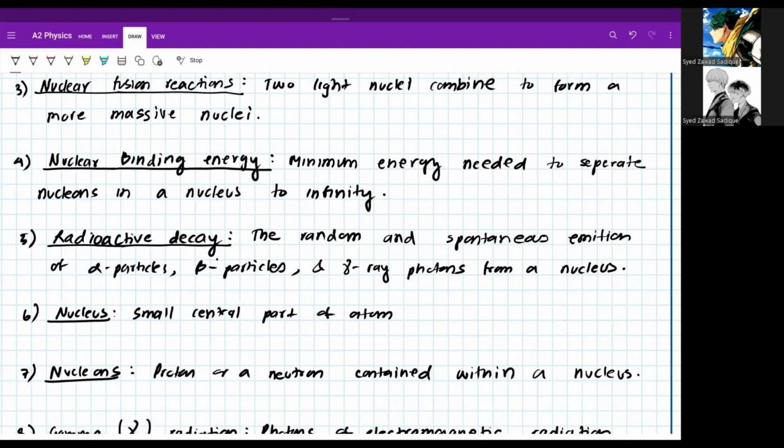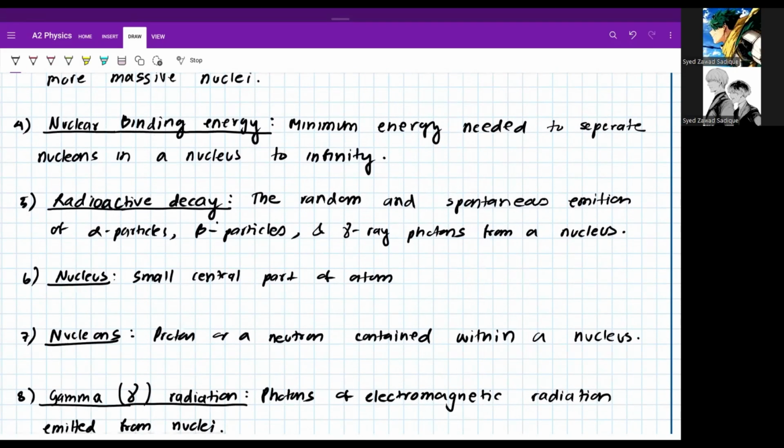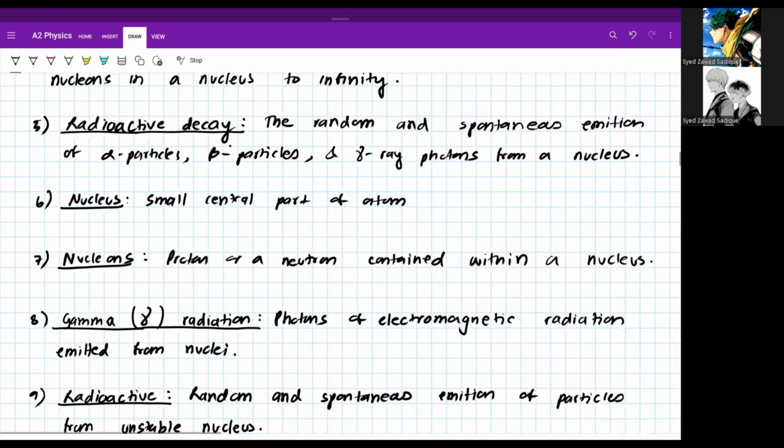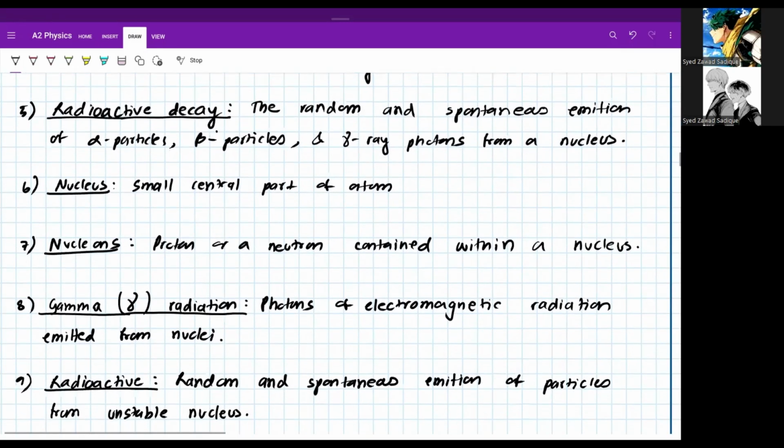Never say gamma particles, okay? Always gamma ray photons. Gamma particles was accepted in IGCSE O levels, but will not be accepted in A levels. Nucleus is the central part of an atom. Nucleon is a proton or neutron contained within the nucleus.